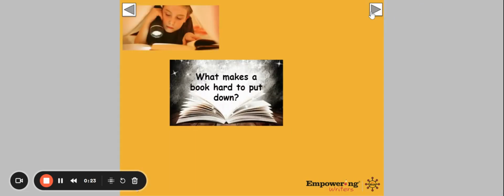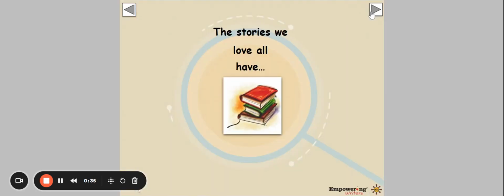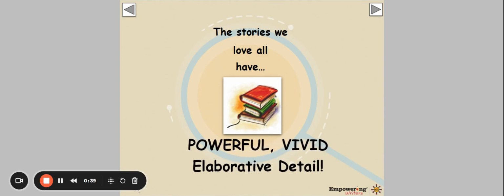What makes a book hard to put down? You know, a book that you want to read under the covers at night or with your best friend. The stories we love all have powerful, vivid, elaborative detail.